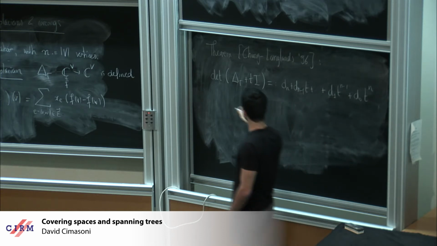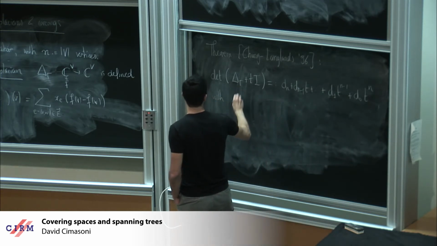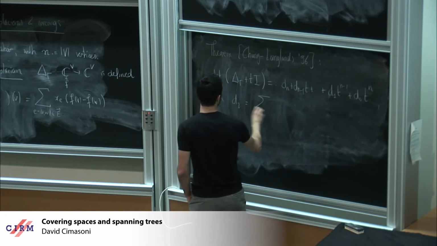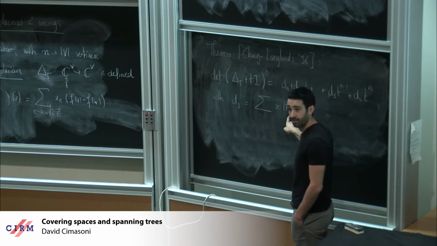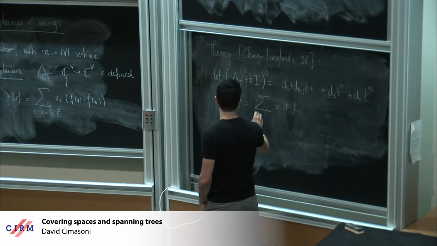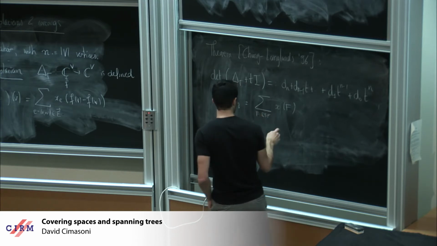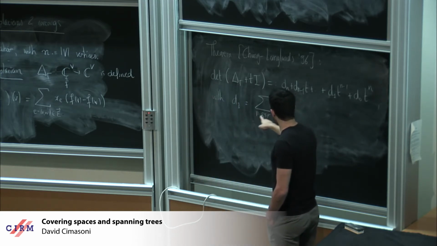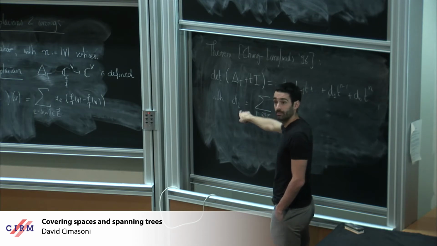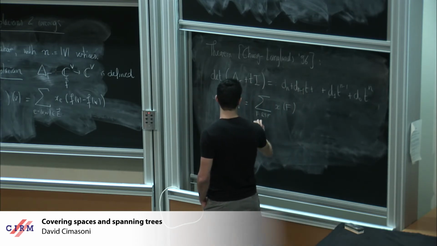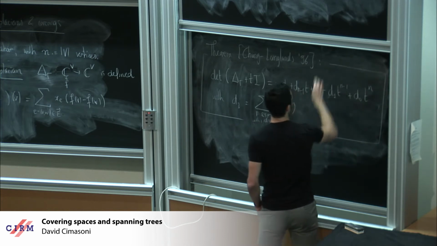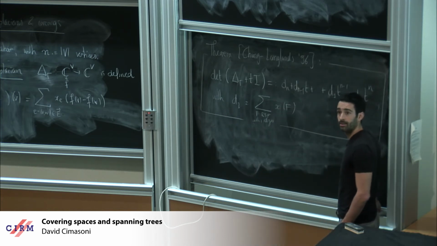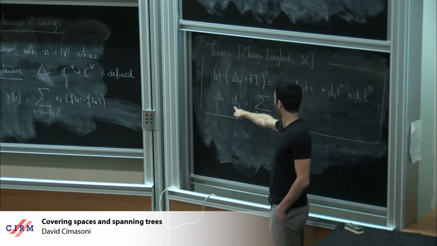With d_i being a sum over rooted spanning forests. I look at all the rooted spanning forests in gamma, but I restrict to the ones that have i edges. Okay, is the statement clear? We're going to try a couple of examples.